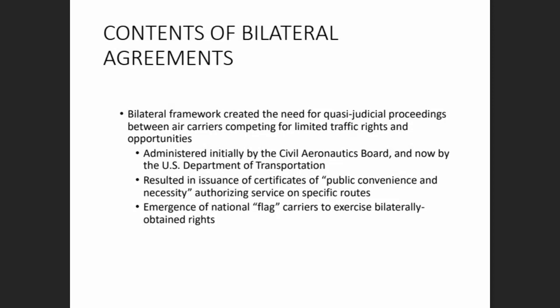Looking at the content of bilateral agreements, a frame is created for quasi-judicial proceedings between carriers competing for traffic rights and opportunities, administered initially by the Civil Aeronautics Board, now by the U.S. Department of Transportation, resulting in issuance of a Certificate of Public Convenience and Necessity, authorizing services on a specific route. Emergence of national flag carriers to exercise bilaterally obtained rights. So obviously, way back then, there used to be a lot more emphasis on flag carriers, which is a national carrier. In the US, we had Pan Am, which was representing America. And obviously, worldwide, more people knew about Pan Am than American, Eastern, or Delta.